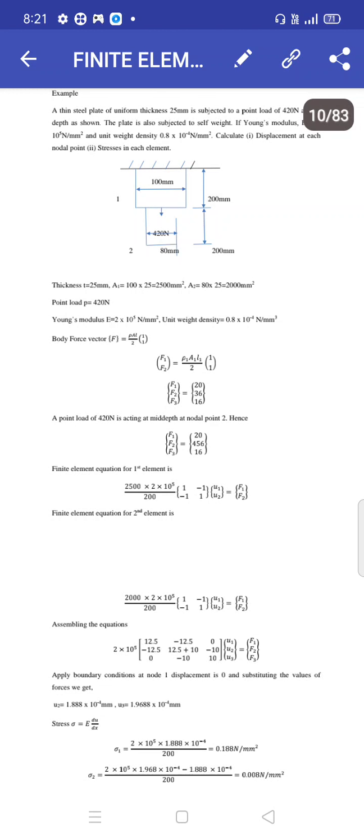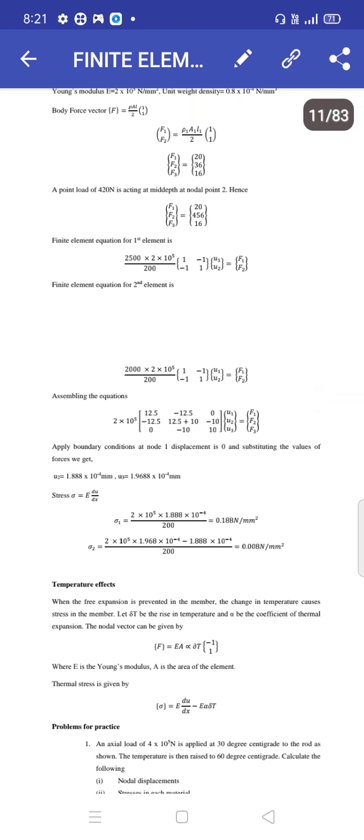Finite element equations for the first element: 2500 into 2 into 10 power 5 over 200, [1, minus 1; minus 1, 1], u1, u2 is equal to the force vector for the first element. Likewise we can calculate the second element. It is the combination of three. So F1, F2, F3 is equal to 2 into 10 power 5, [12.5, minus 12.5, 0; minus 12.5, 12.5 plus 10, minus 10; 0, minus 10, 10], then the displacement vectors u1, u2, u3.